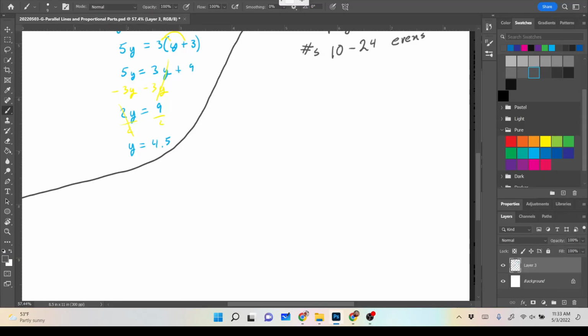All right, number 10 is no. Number 10 is no because BC would have to be parallel to DF for them to be similar through angle-angle similarity. It looks like it kind of sort of might be parallel, but it doesn't say it, so it's not true. So number 10 is no.